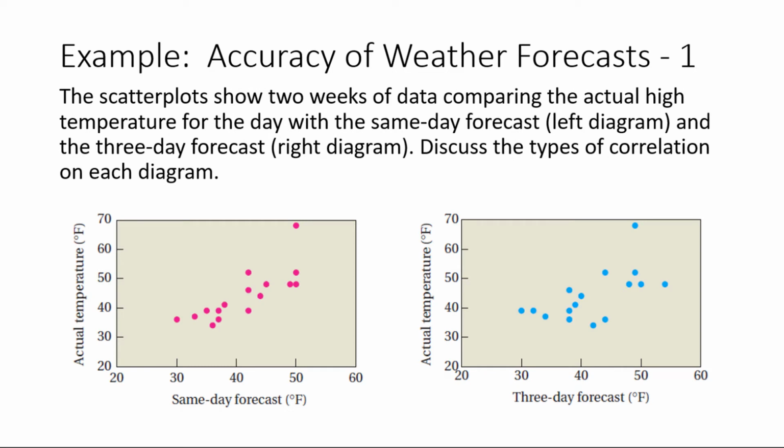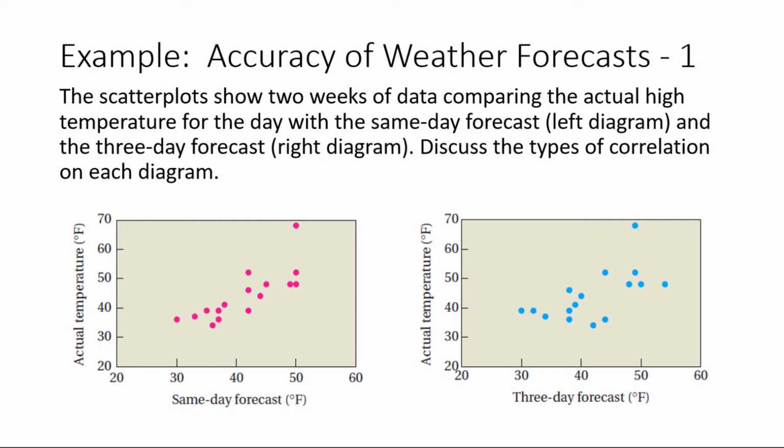Example: accuracy of weather forecasts. The scatter plots show 2 weeks of data comparing the actual high temperature for the day with the same day forecast, which is the left diagram, and the 3-day forecast, which is the right diagram. Let's discuss the types of correlation on each diagram.